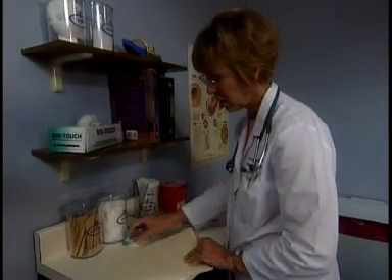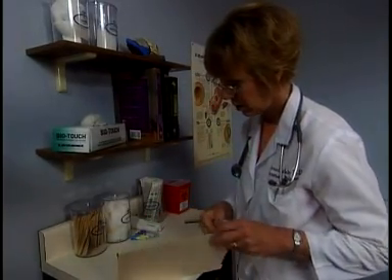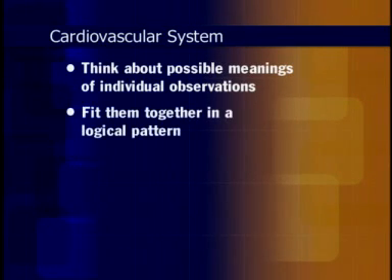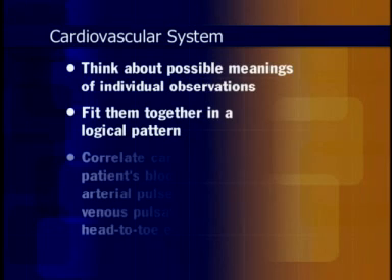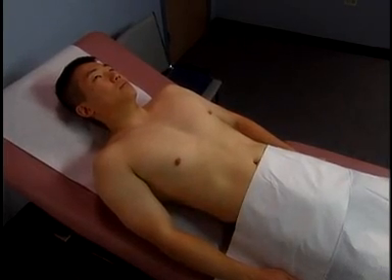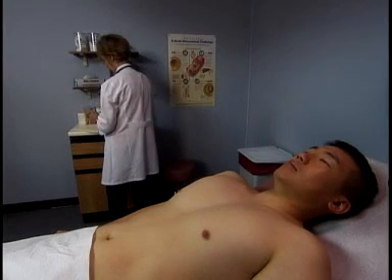A good cardiovascular examination requires more than observation. You must think about the possible meanings of your individual observations, fit them together in a logical pattern, and correlate your cardiac findings with the patient's blood pressure, arterial pulses, jugular venous pulsations, the rest of your head-to-toe examination, and the patient's history. With the patient supine, begin the cardiac examination.